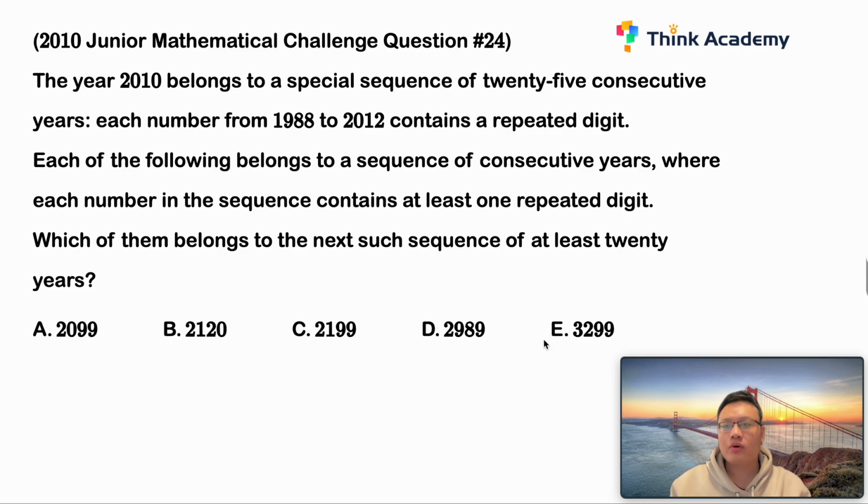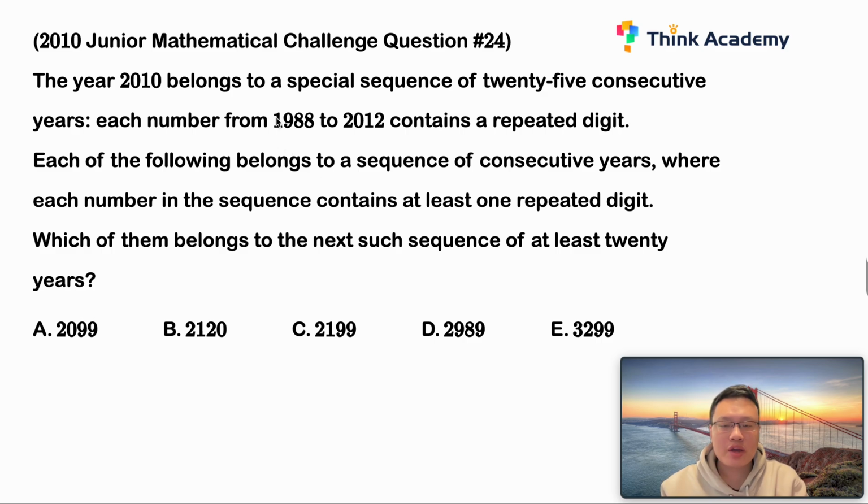Question number 24 in 2010 JMC. The year 2010 belongs to a special sequence of 25 consecutive years, which number from 1988 to 2012, where each contains a repeated digit. Each of the following belongs to a sequence of consecutive years where each number in the sequence contains at least one repeated digit. Which of them belongs to the next such sequence of at least 20 years?